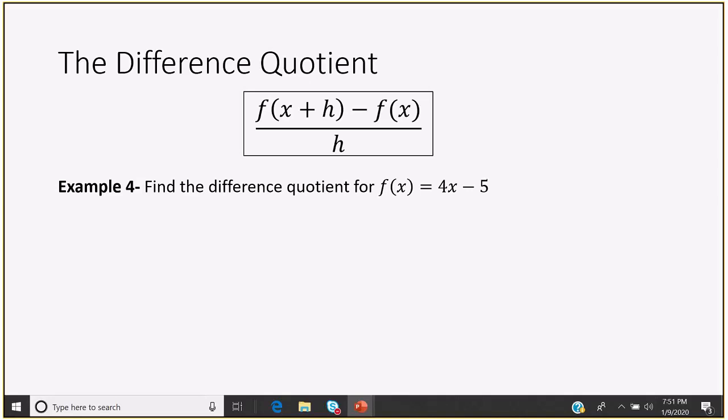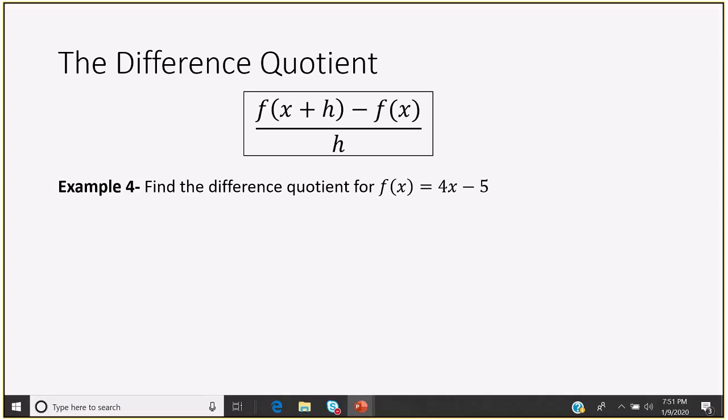So here we're given f of x is equal to 4x minus 5. And now I'm looking at my difference quotient. I need a couple things. I need my f of x. Well, I already have that. That's great. I need my f of x plus h. I'm going to have to find that. And then h is just a variable, so I don't really have to find h.